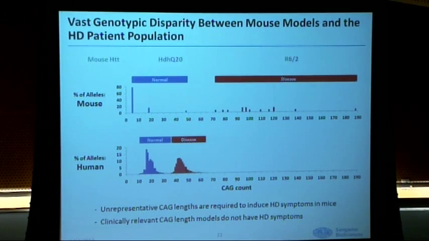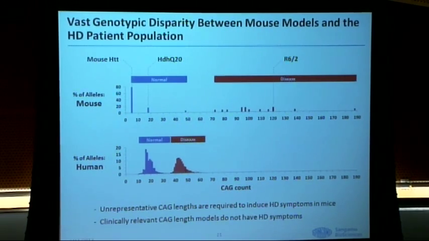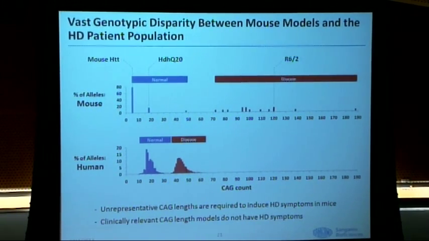And so for the experiments I'm going to show you, we'll be testing 2 things. The R62 model, which is the classical model of Huntington's disease. It has a 120 CAG repeat expansion. But to test specificity, to show these proteins continue to discriminate against wild-type arrays, we're going to test also this HDQ20 model, which is a 20 CAG knock-in into the mouse allele.